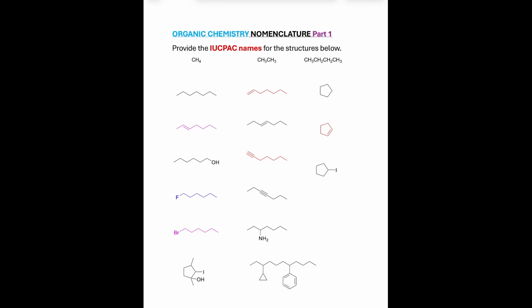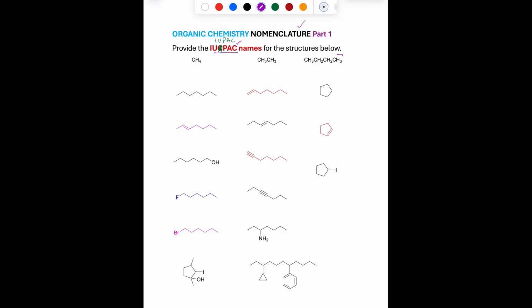Today we're looking at how to name organic compounds. So we're looking at what we call nomenclature. We're going to follow the standardized system, IUPAC names. To start with, we'll look at the functional groups and decide which functional group each of these molecules belongs to.